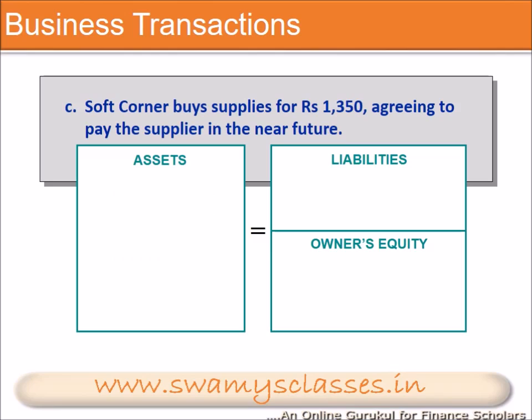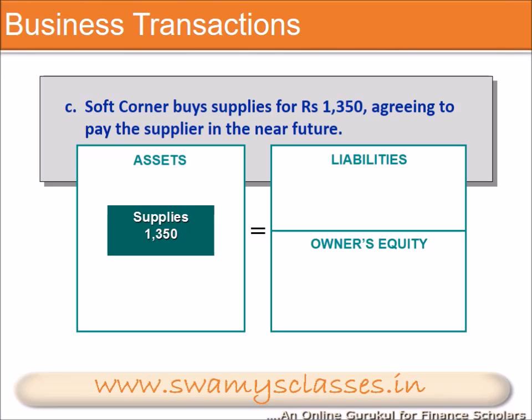Number 3. Soft Corner buys supplies for 1,350 rupees, agreeing to pay the supplier in the near future. Can you guess how the accounting equation will be affected? Your asset side will go up in the name of supplies account. When I say supplies, you can assume it as office supplies, like office stationery items, papers, pencils, marker pens and all those that we use. Once we buy them and keep them in the office, it is an asset. Later, when you keep drawing them for usage, it becomes an expense. As of now, we treat it as an asset.